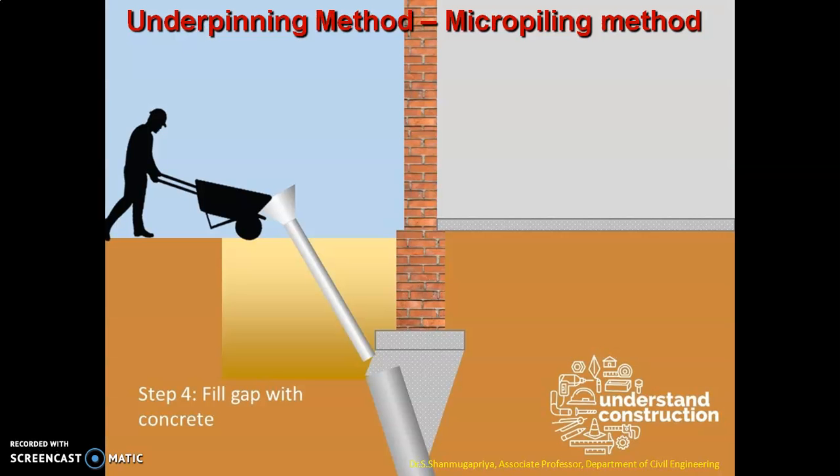Okay, so I hope you understood clearly the three methods of underpinning. That is, the first one is the pit method, the second one is the needle beam method, and the third one is called the micropiling method. All these three methods are used for strengthening the foundation of existing building systems.